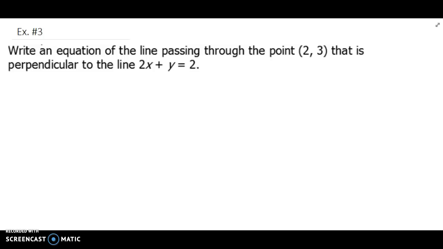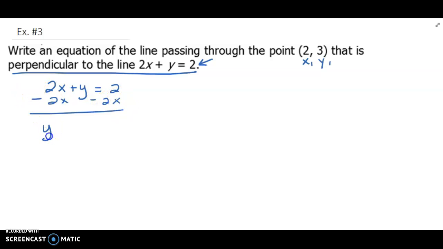All right, let's do another example here. Example 3 says write an equation of a line passing through the point (2, 3). So here's my x1 and my y1. That is perpendicular to this line. When I look at this equation, I have to see that this is not in my y equals mx plus b form, which I want it to be. So I'm going to change it into y equals mx plus b. So 2x plus y equals 2. If I subtract 2x from both sides, I get y equals negative 2x plus 2. Now this and this are the same thing, just written differently.